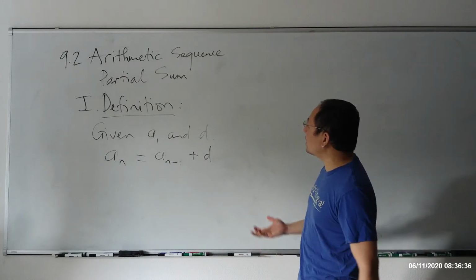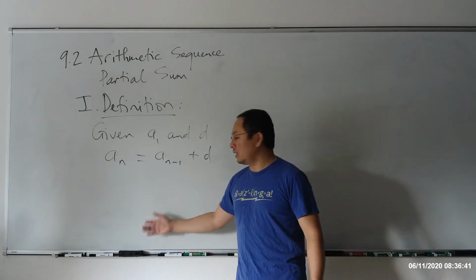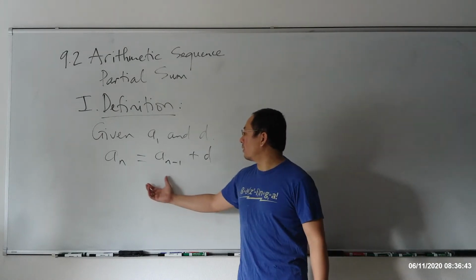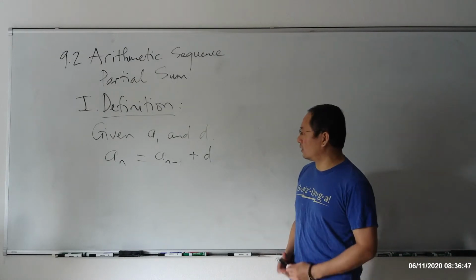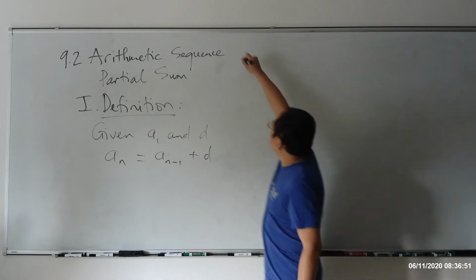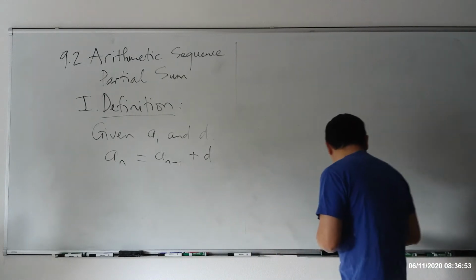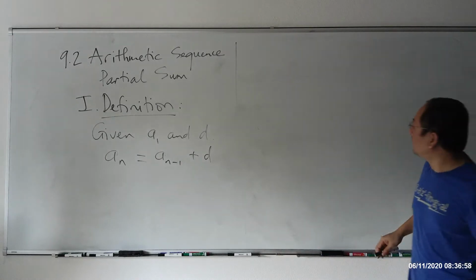So the main task we work on with arithmetic sequences is: what is the general formula for the nth term? How do we find the nth term directly? And then we move on to the partial sum. So let me show you how we calculate the nth term in general.